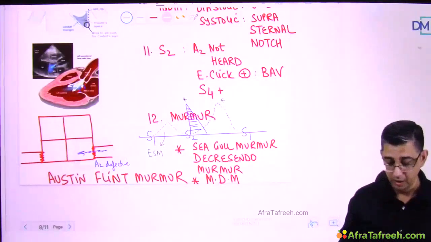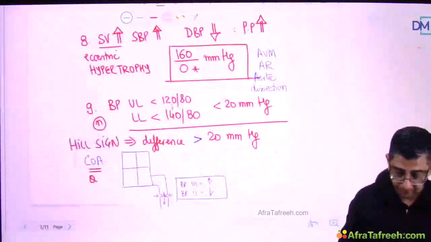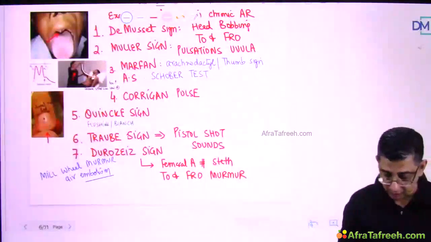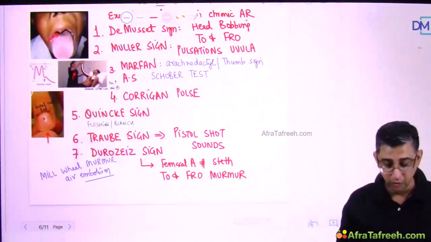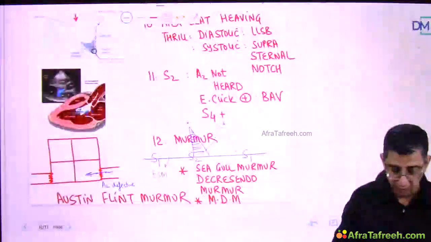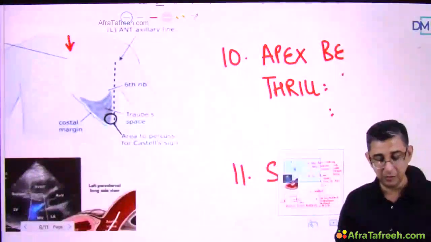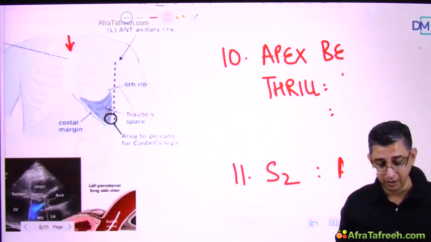I have today talked about Traube's sign. Traube's sign is characterized by pistol shot sounds. Do not mistake it with Traube's space. I'll just put an image here for Traube's space. Traube's space is basically to evaluate for splenomegaly in a patient.